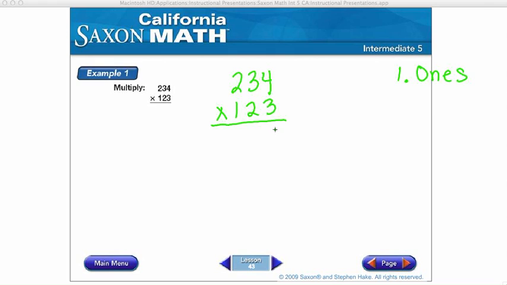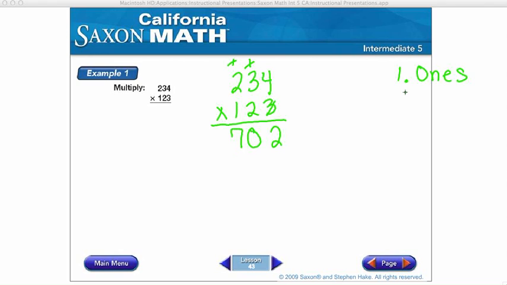And 3 times 4 is 12. Write the 2, carry the 1. 3 times 3 is 9, plus 1 is 10. Write the 0, carry the 1. 3 times 2 is 6, plus 1 is 7. Now because I'm done with this 3, I'm going to go ahead and cross it out. And because I've used both of these ones that I've carried, I'm going to cross them out too, because we're not going to use them again.